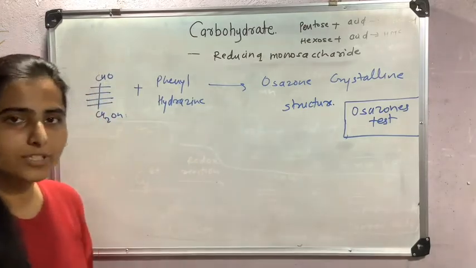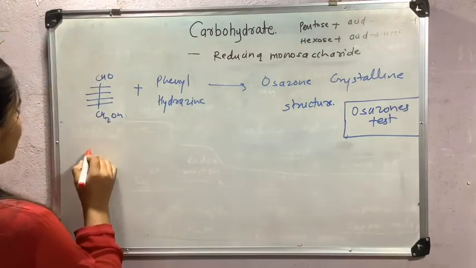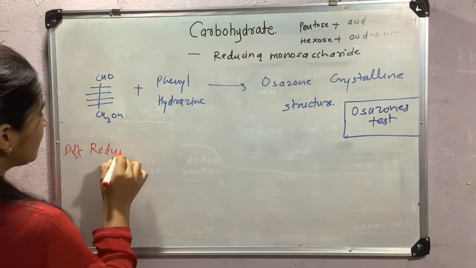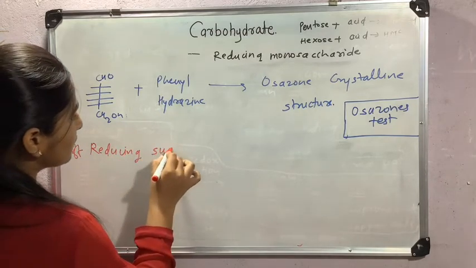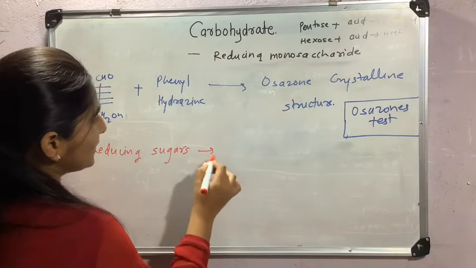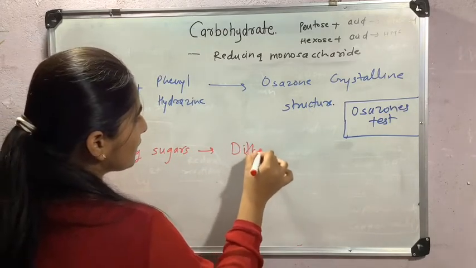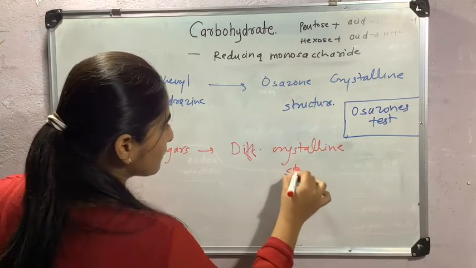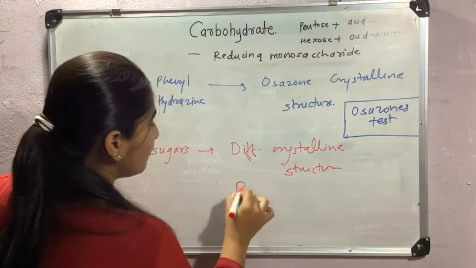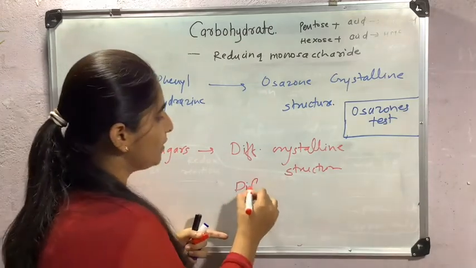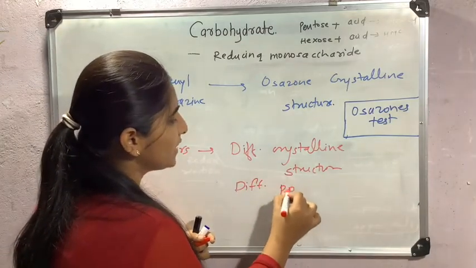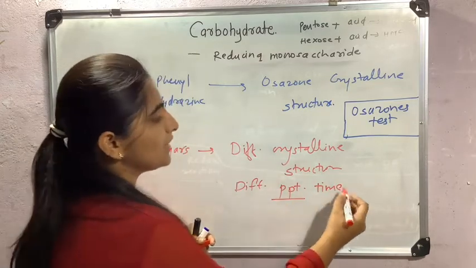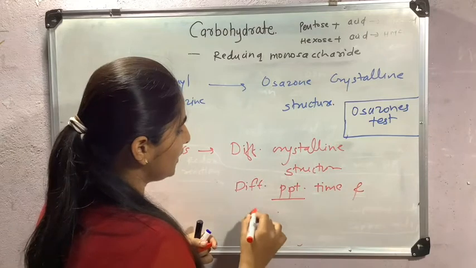Different reducing sugars have different crystalline structures, different precipitation times (PT is the short form for precipitation time), and different melting points.